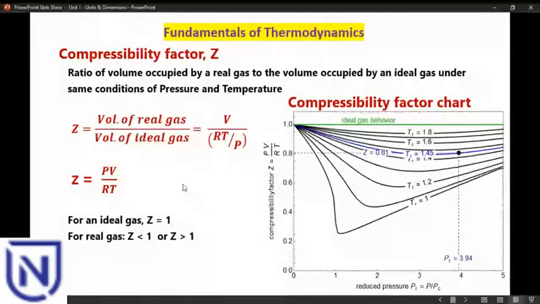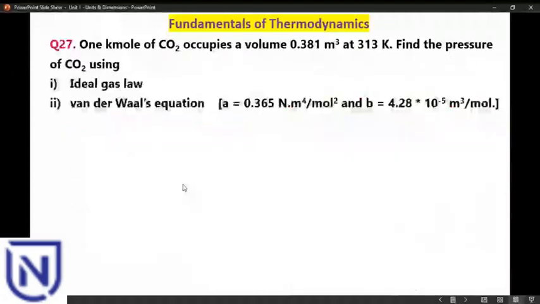Okay, now let us solve some numericals based on this. Some 2 or 3 numericals are there. Quickly I'll go through them. I'll explain how to solve the numerical based on the equations we have seen so far.